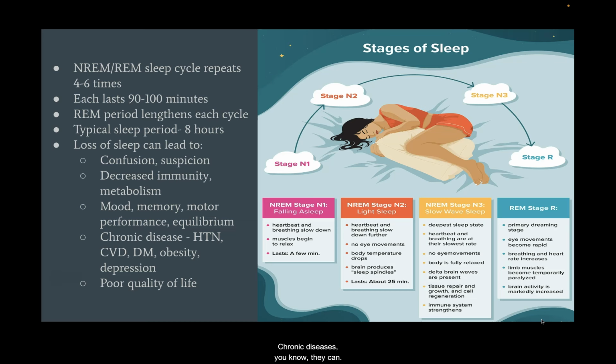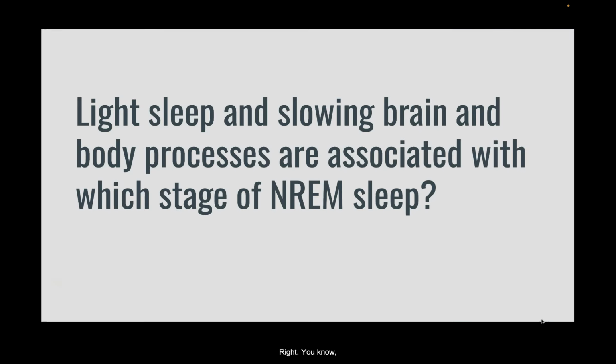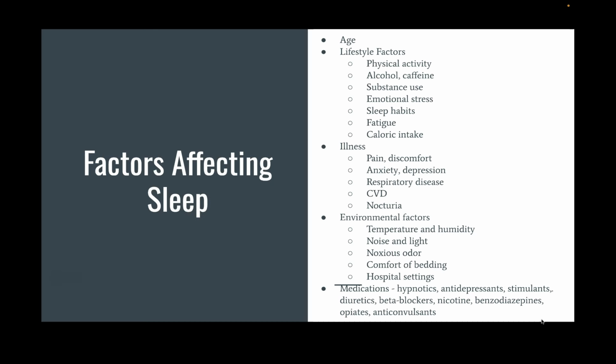Chronic diseases. Loss of sleep can lead to chronic diseases such as hypertension, cardiovascular disease, diabetes mellitus, obesity, depression. All of these can be caused by a lack of sleep or get aggravated by a lack of sleep. A person's blood pressure can be high just because they're not getting enough sleep, right? And it can also lead to a poor quality of life. Right? Light sleep and slowing brain and body processes are associated with which stage of non-REM sleep? This is a question for you.